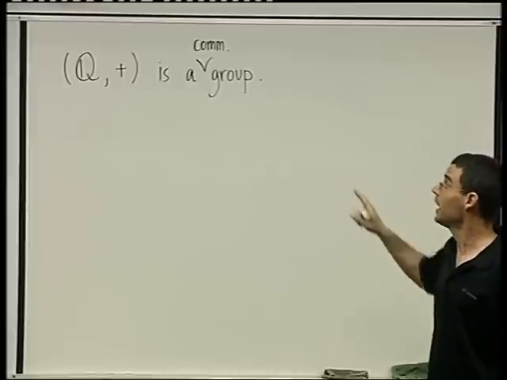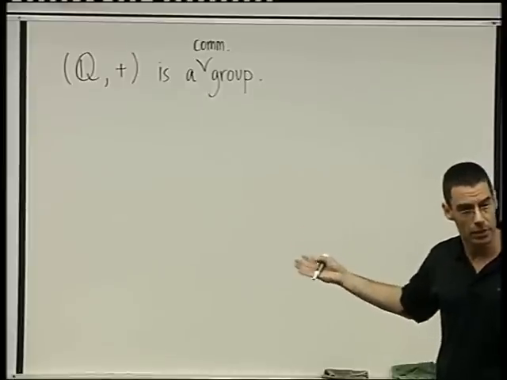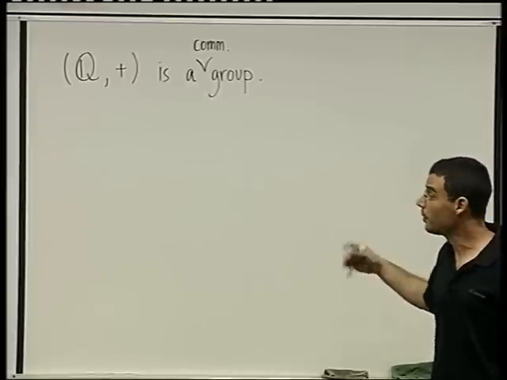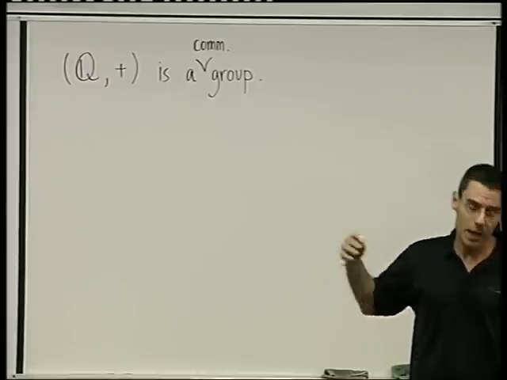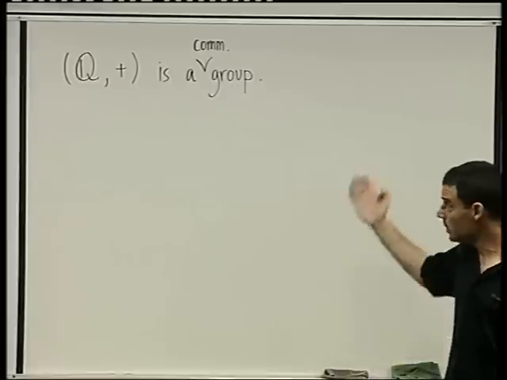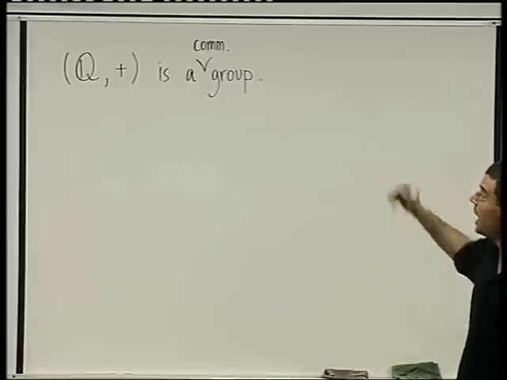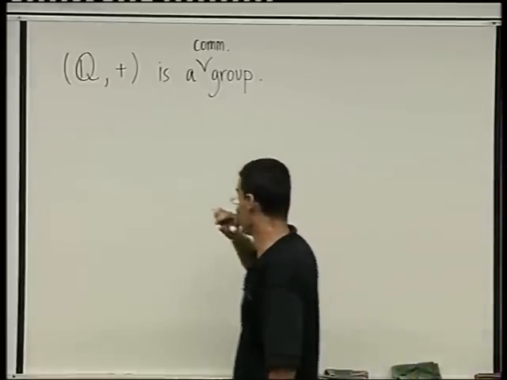Is there an identity element for addition? Yes, it's going to be 0 again. Does every number have an inverse? What's the inverse of 5/17? Negative 5/17, right? So it's rather easy to believe that Q with plus is a group.